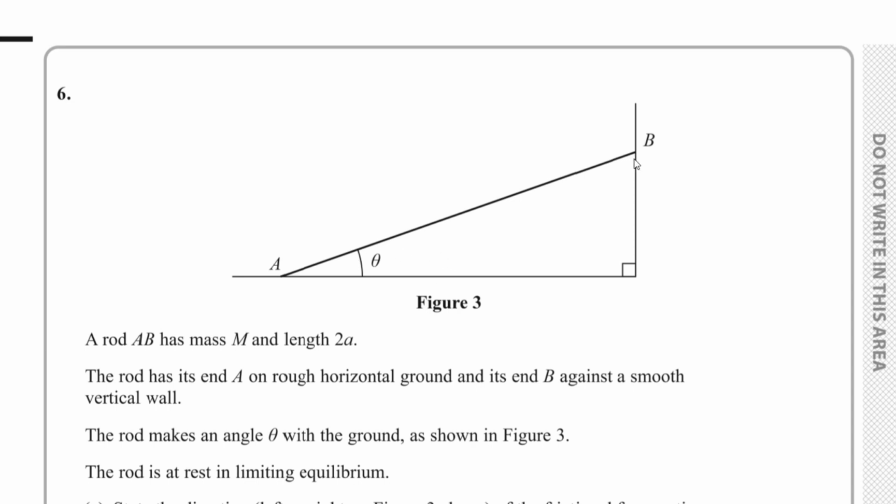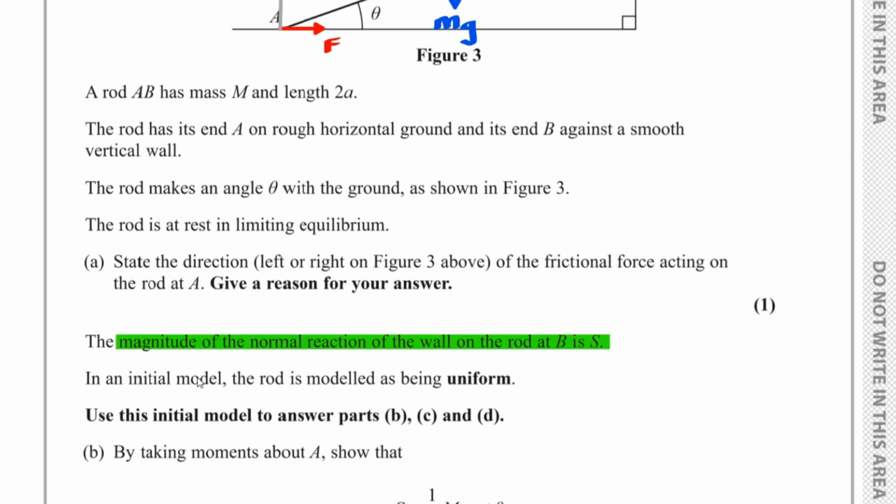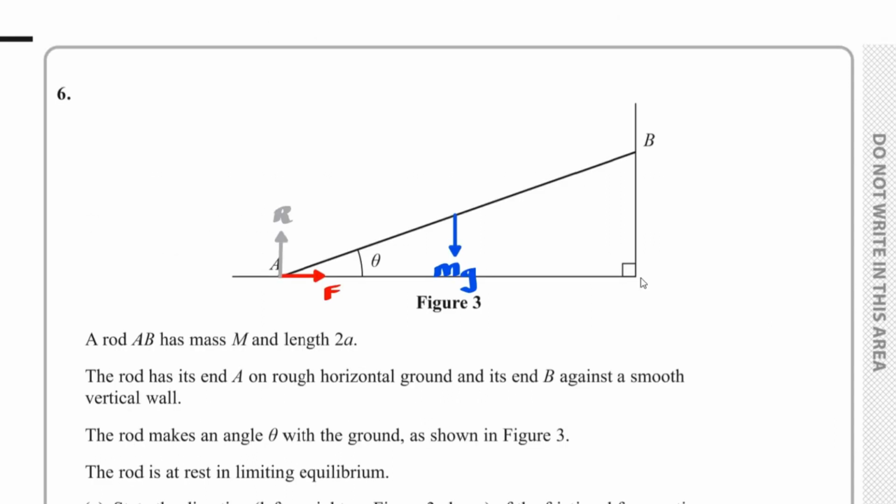We've got the weight of the rod, which acts along its centre. That's given by mg, which means from A to this point here is a, and from this point to B, that length is also a. We've got the frictional force F. We've got the reaction at the point A. We know the magnitude of the normal reaction of the wall on the rod at B is S, and that's shown here. And what we have to do is take moments about A.